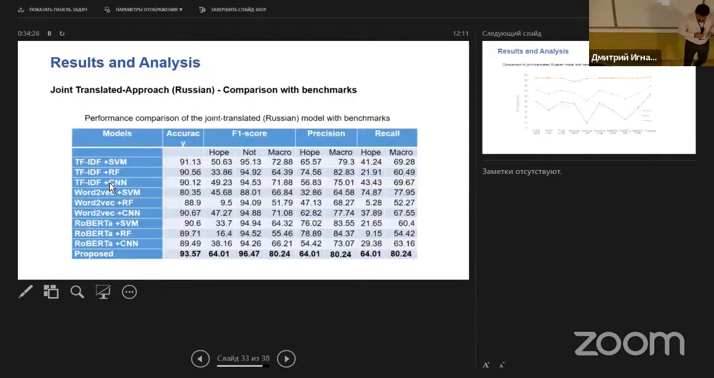Then for Russian data, we translated our English data into Russian and combined it with the original Russian data. After that, we applied fine tuning of Russian Roberta. Here we got a performance of 93.57% accuracy. It also outperformed the 9 benchmarks.